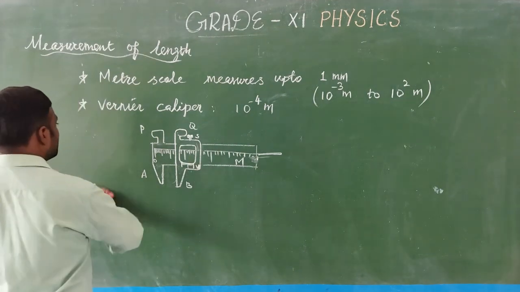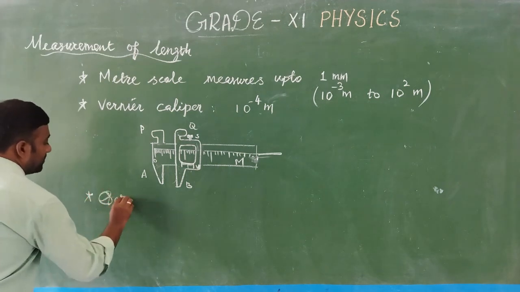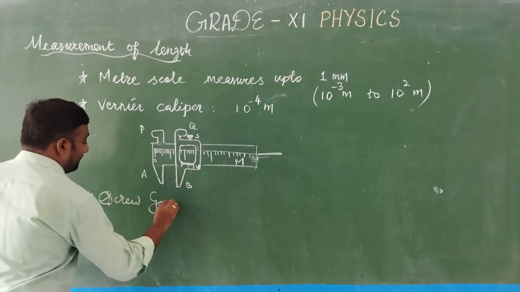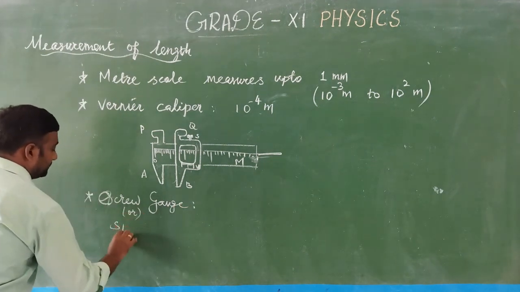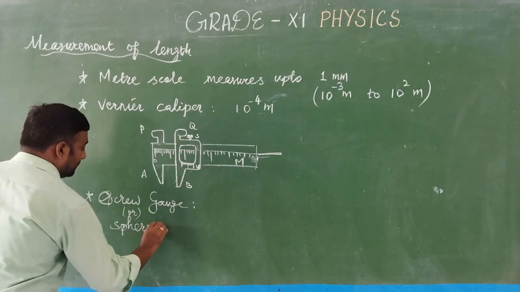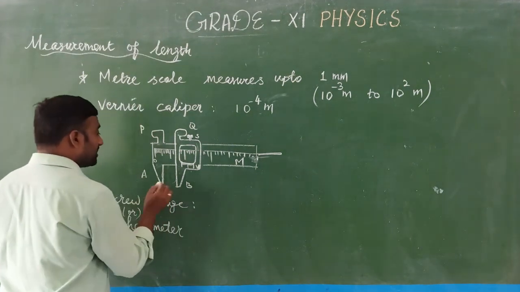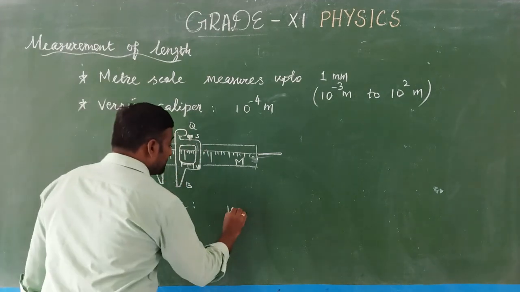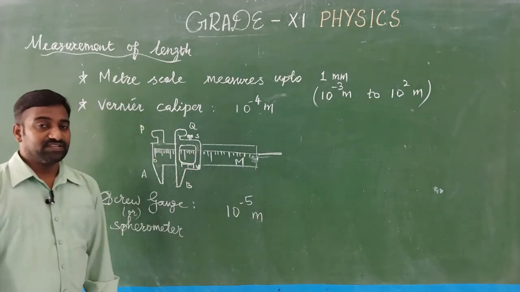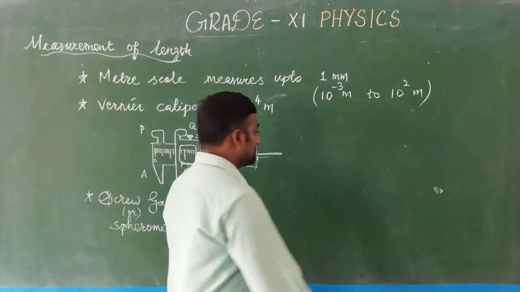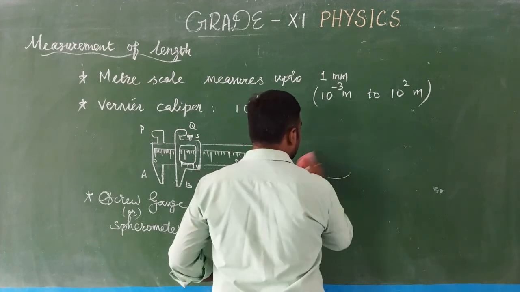Similarly, we have another instrument, that is the screw gauge, or spherometer. These two instruments have greater accuracy compared to the vernier caliper. They can measure correctly up to 10 to the power minus 5 meter. The screw gauge looks like this. It has a U-shaped metallic frame.